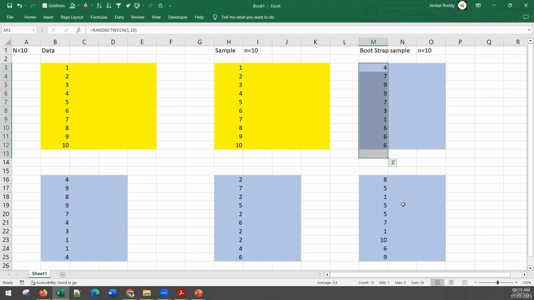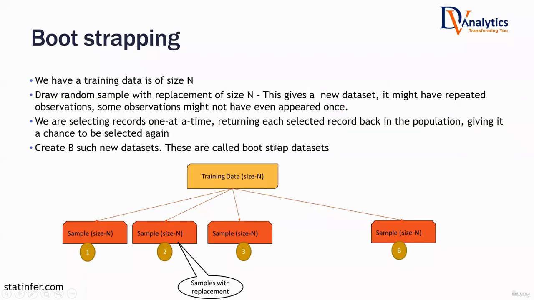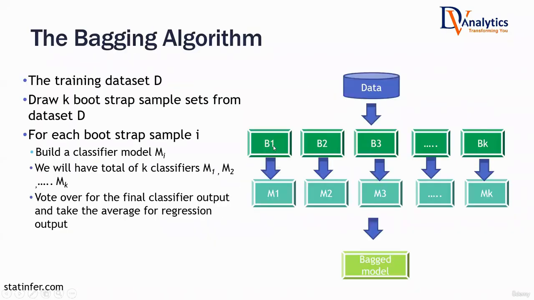Bootstrap sampling is almost like sampling with repetition. Some of the records may repeat. That's what a bootstrap sample is. Based on that, bagging is formed. Now, here is the theory of bagging. Here is the bagging algorithm.